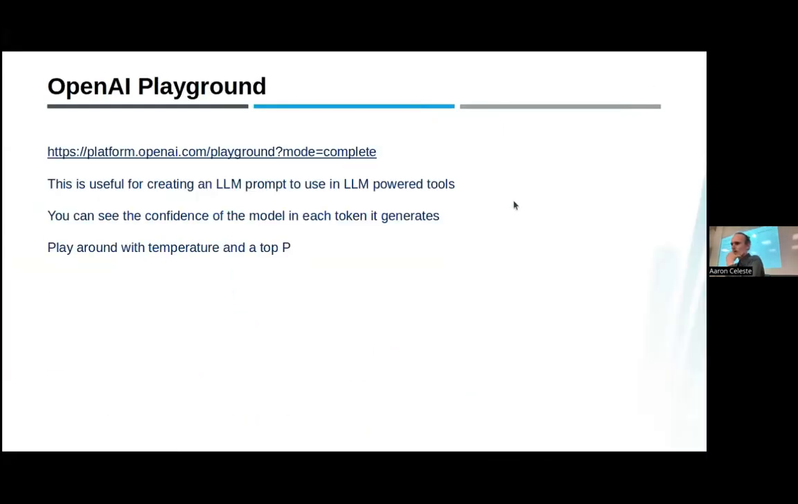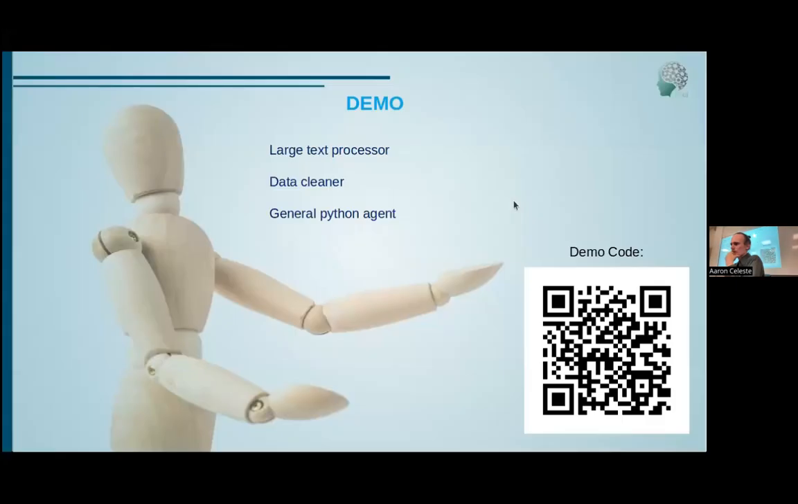We had temperature and top P. Very good. So I'm going to do a demo. I'm going to show you some code that's going to run some of these Langchain features. You can have the code too if you want. There's a QR code. It's going to be also on the ending slide, so don't panic if you don't get it now.